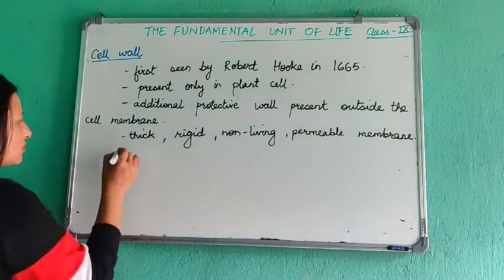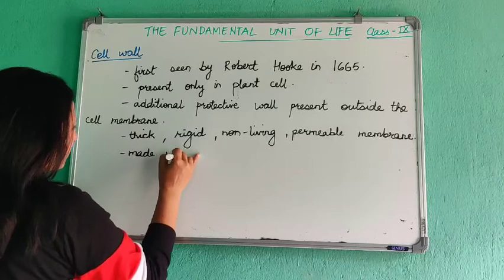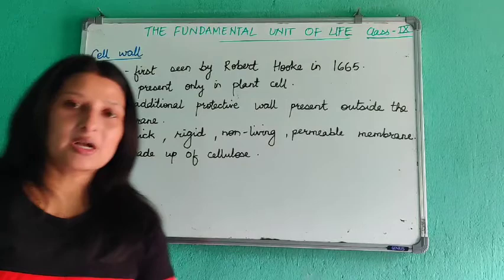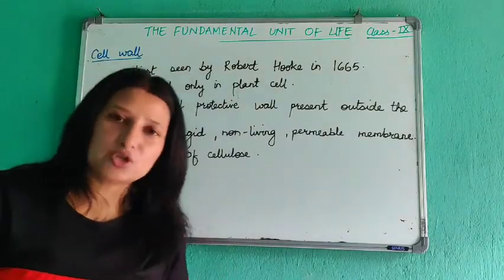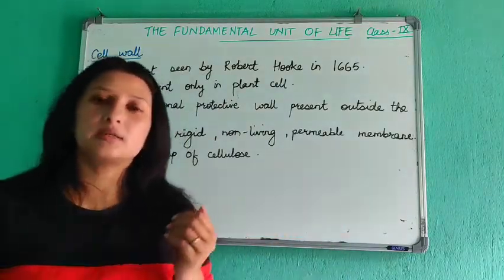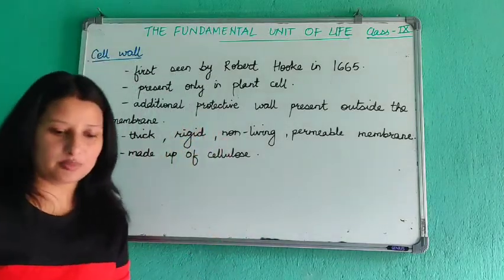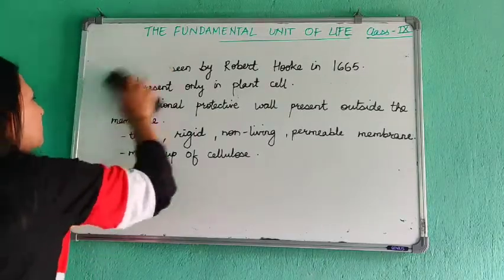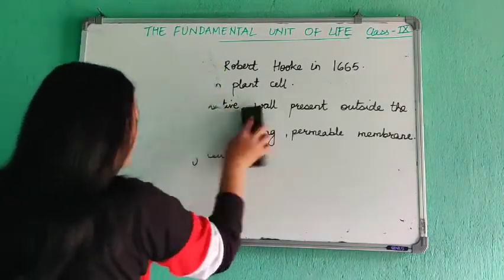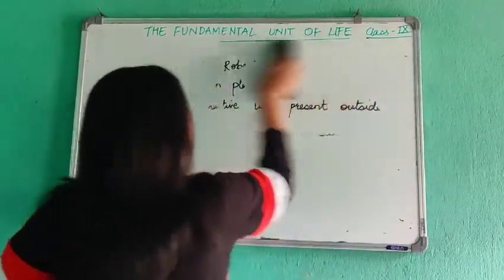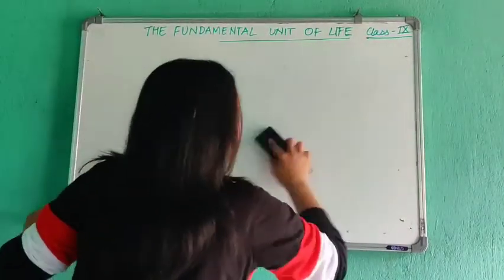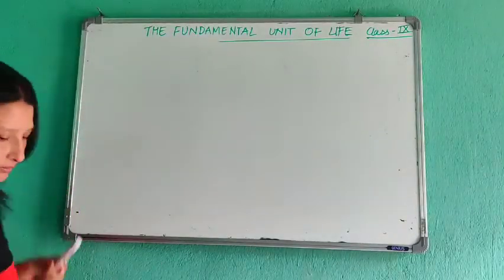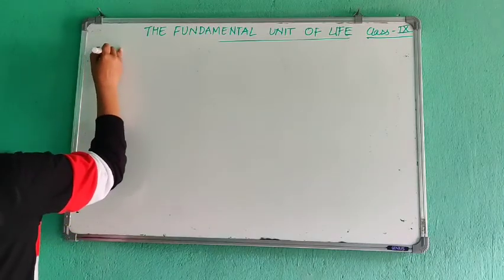Okay, and it is made up of cellulose. Cellulose is a type of carbohydrate. जस्तै कार्बोहाइड्रेटको टाइपमा स्टार्च आउँछ, त्यसै गरी cellulose पनि a type of carbohydrate which makes up the cell wall. अब हेरौं सेल वॉलको काम के रहेछ त, प्लान्ट सेलमा मात्रै हुन्छ. Functions of cell wall.